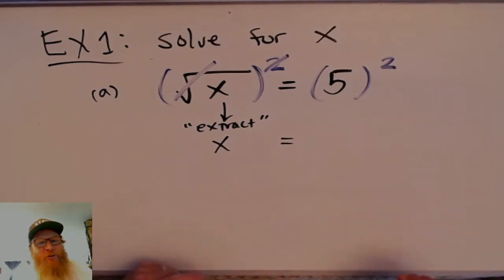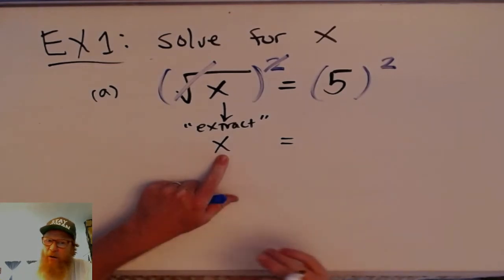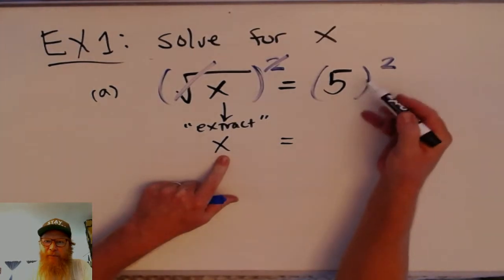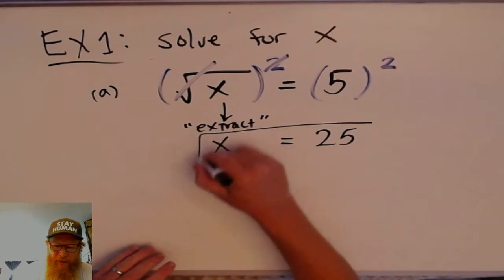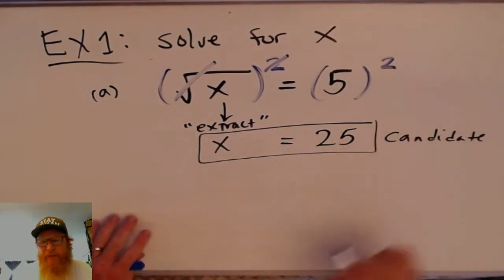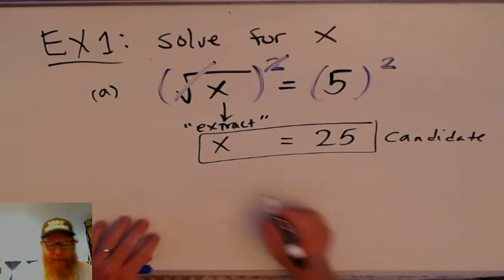Sounds like a dental term, doesn't it? Extracting the root. So that's now an x. It's no longer the square root, it's just x. But on this side, you're going to square it, and you're going to get 25. Don't trust this. This is called the candidate. If you want to make sure it's true, you have to check it.